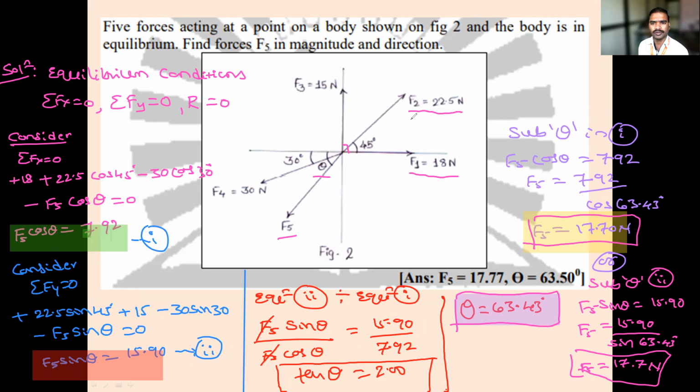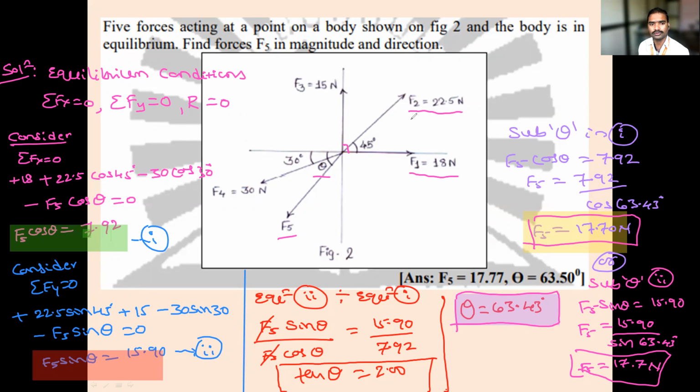Correct? Later, the first chapter concept, that is resolution of forces, sigma Fx, sigma Fy, how to find the x component, how to find the y component, those are very important. If you do not understand that, you will not understand anything in this. So you have to be thorough with the resolution of the forces.